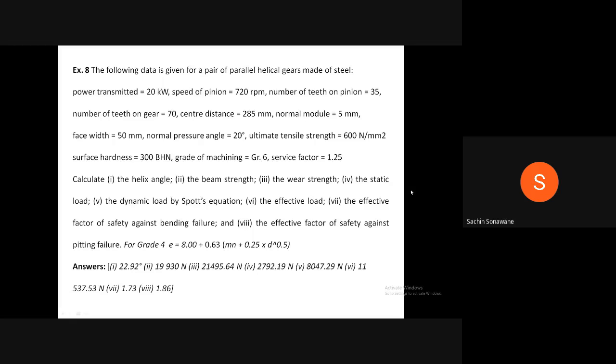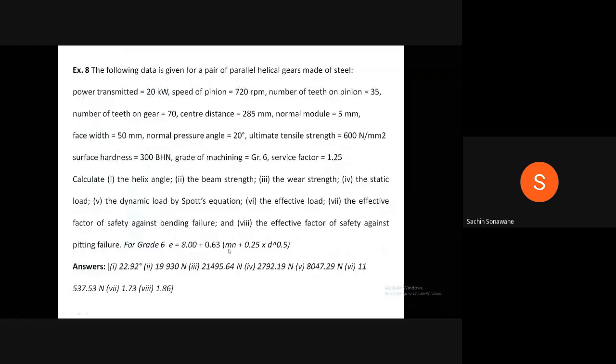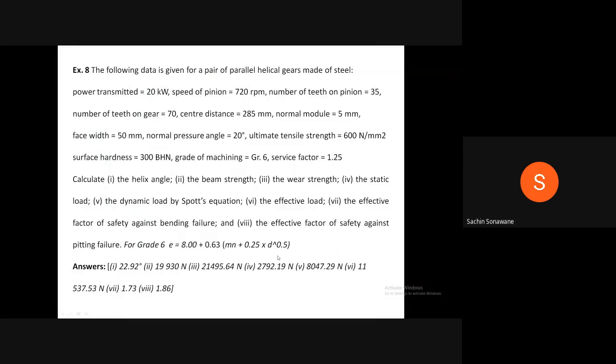that is PT, tangential load, fifth the dynamic load by Spott's equation, sixth the effective load, seventh the effective factor of safety against bending failure, and the last, that is eighth, the effective factor of safety against pitting failure. For grade 6, error e is equal to 8 plus 0.63 into bracket mn plus 0.25 into root of d.